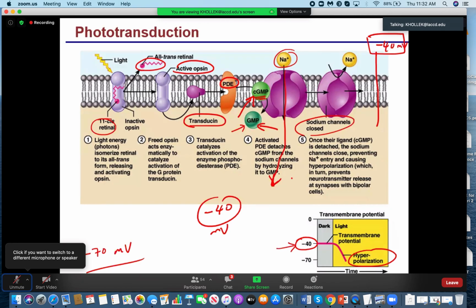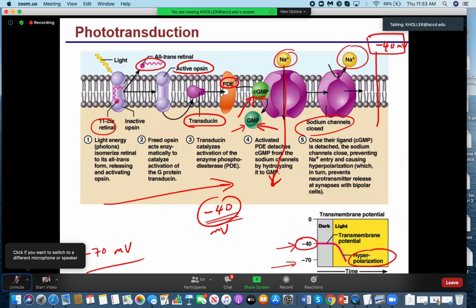So when this is read, it's at negative 40 millivolts. But when the light comes in and all these cascades of events take place, as a result, this channel closes, and sodium can no longer come in. Sodium is positive, so in this case, it's going to become more negative. More negative means it has to be more than negative 40. In this case, it looks like it goes even beyond negative 70. This is due to the fact that the sodium no longer is coming in.